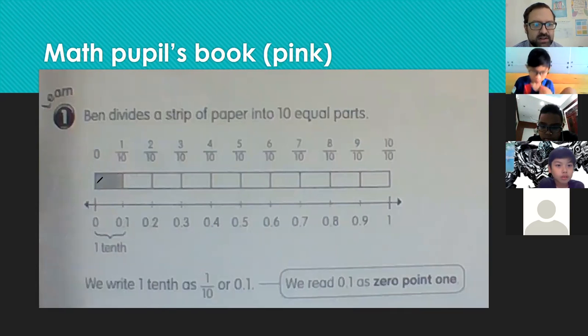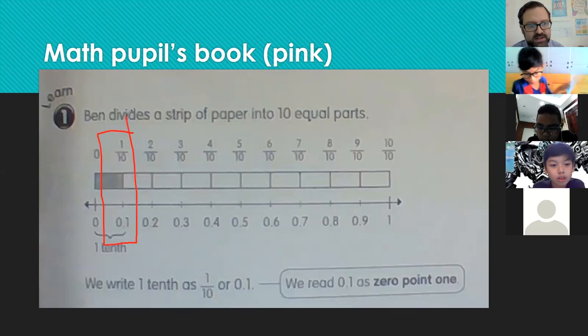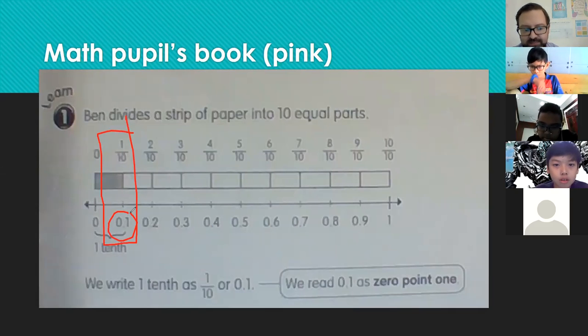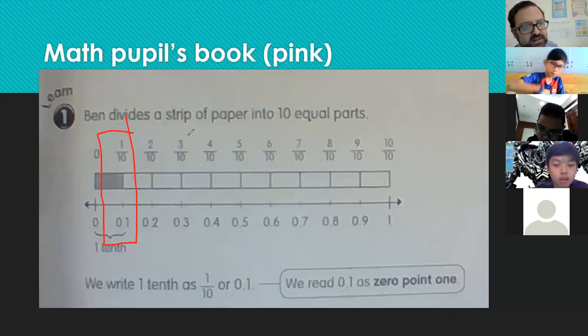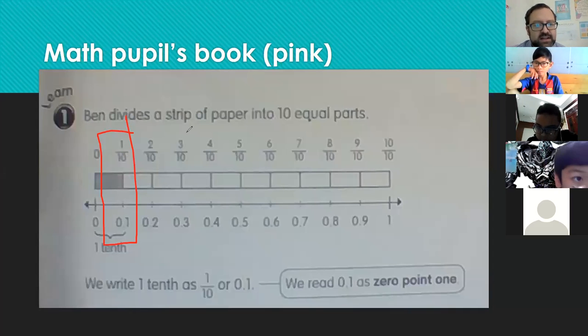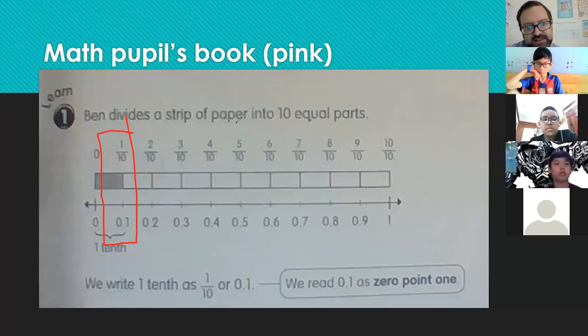Here's Ben. He's got his strip of paper and he's divided it into 10 equal parts. 1, 2, 3, 4, 5, 6, 7, 8, 9, 10, okay? We have 1/10 right here. 1/10 is equal to 0.1 in decimals. These are both the same number. We can just write them different ways. And that's all we're doing here. And we are always going to be using tenths, okay? We're no longer using twelfths or eighths or thirds or quarters or anything like that. We're going to stick to tenths. Why? Because our whole number system is based on the number 10, okay?